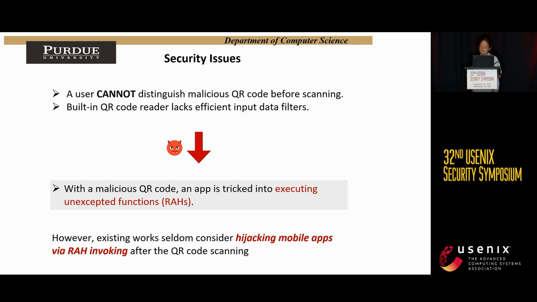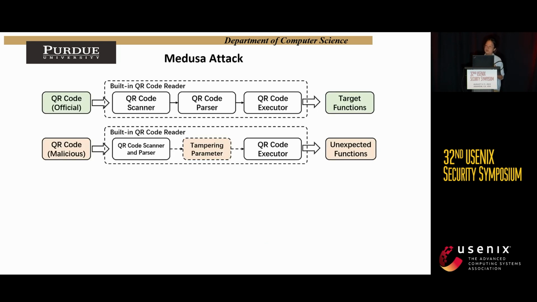And unfortunately, existing works mostly focus on the QR code scanner and QR code parser instead of the activities after QR code scanning, that is, hijacking mobile apps while RAH is invoked. So in this work, we first propose a new attack, the Medusa attack, to exploit such a vulnerable built-in QR code reader. During this attack, an attacker will trick the user into scanning a carefully constructed QR code. Then the extracted data containing the tampered function parameters will be used by the QR code executor, finally invoking an unexpected function to perform sensitive actions.